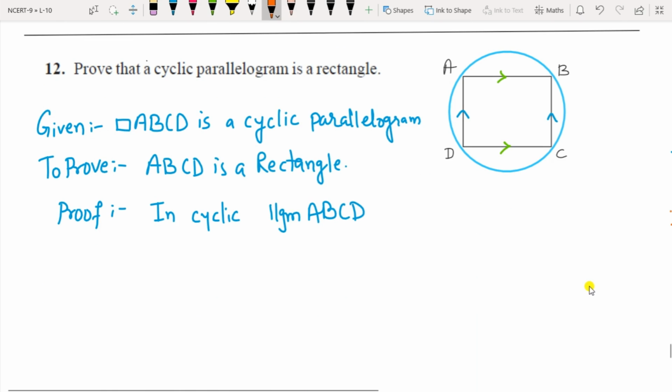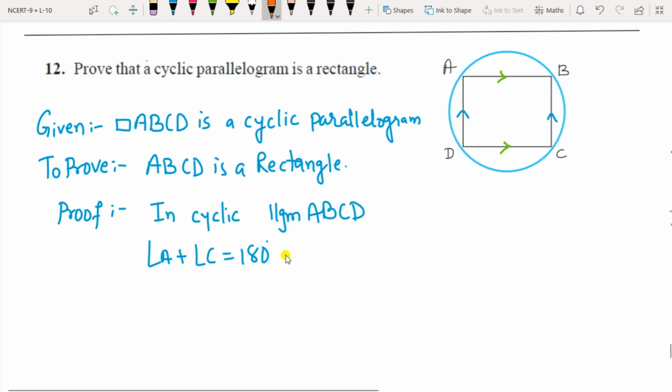Question 12 here is, this is given a cyclic parallelogram. We have to show that it is a rectangle. So this is a cyclic parallelogram ABCD, and that ABCD is a rectangle is what we have to prove. So consider here the cyclic parallelogram ABCD. So angle A plus angle C will be equal to 180 degrees.